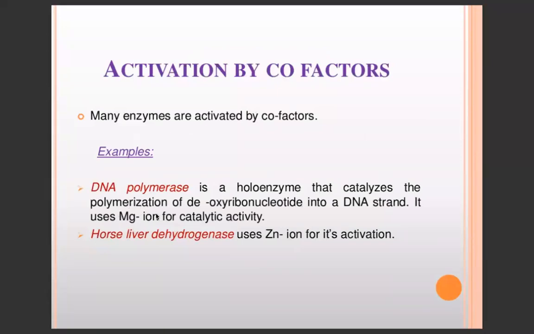DNA polymerase is a holoenzyme that catalyzes the polymerization of deoxyribonucleotides in a DNA strand, and it uses magnesium ion, Mg2+. Please remember this. DNA polymerase works in the presence of which of the following cofactors? Magnesium, zinc, calcium, and so on; they made an MCQ from here. So you can take the magnesium ion. Horse liver dehydrogenase, for example, uses zinc ion for its activation.